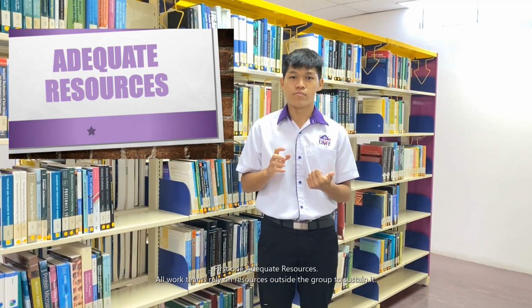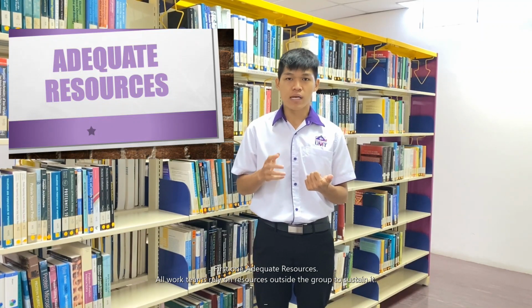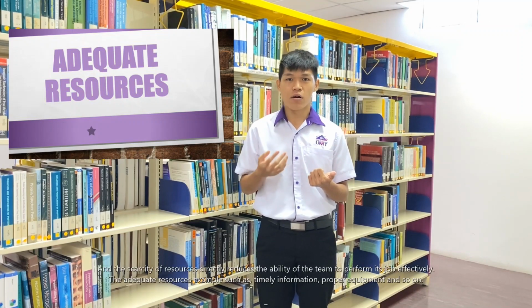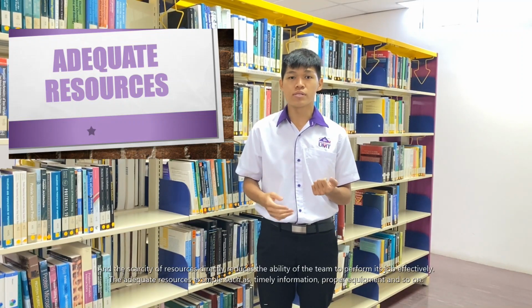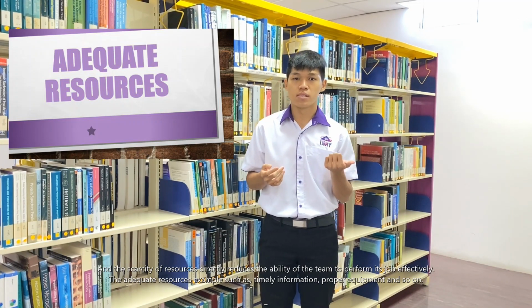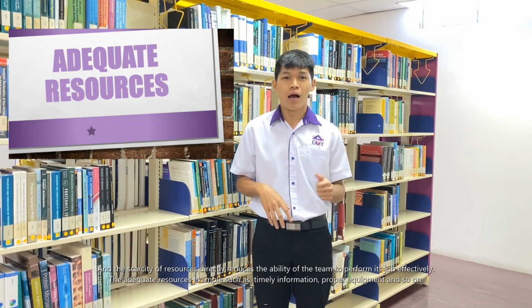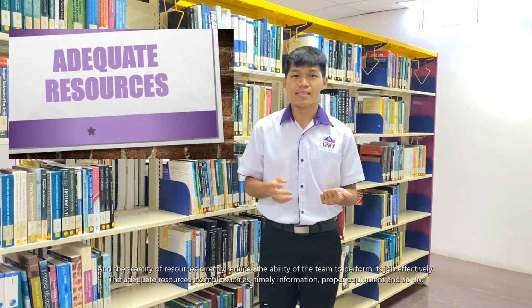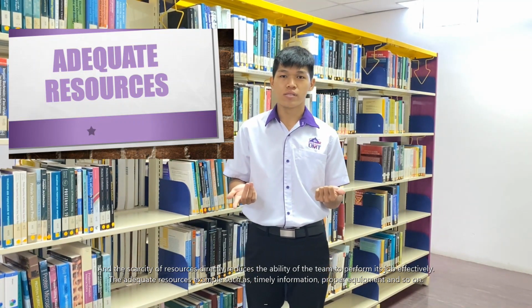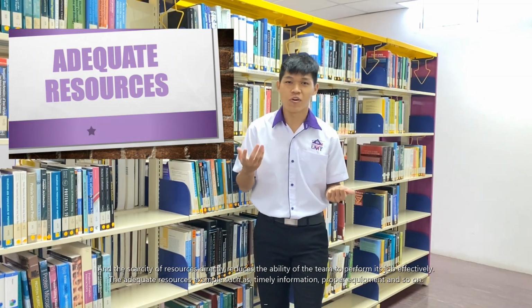All work teams rely on resources outside the group to sustain it, and the scarcity of resources directly reduces the ability of the team to perform its job effectively. Adequate resources, for example, are timely information, proper equipment, and so on.